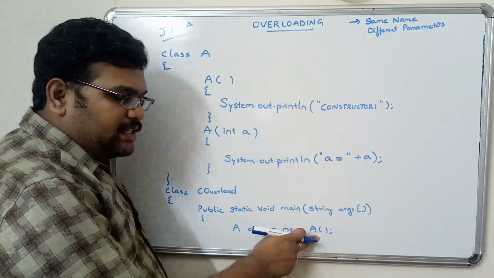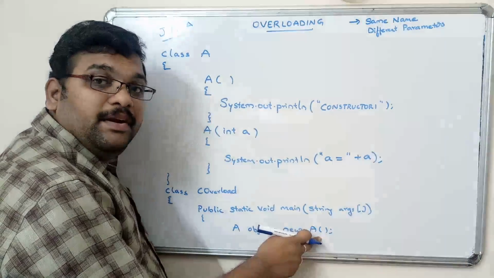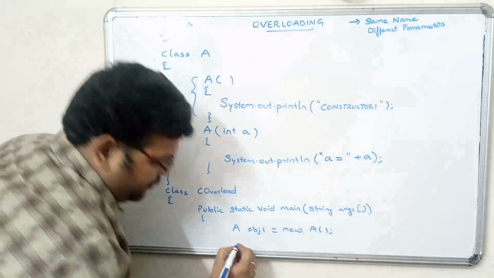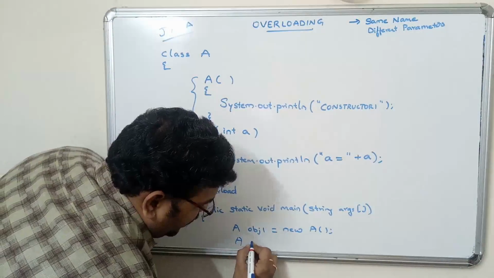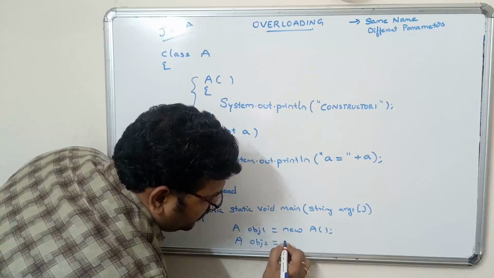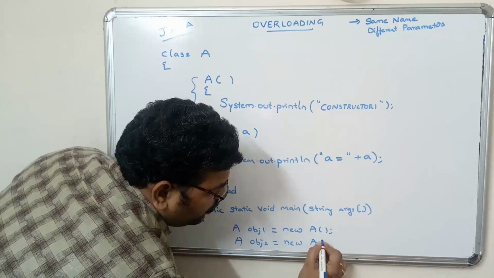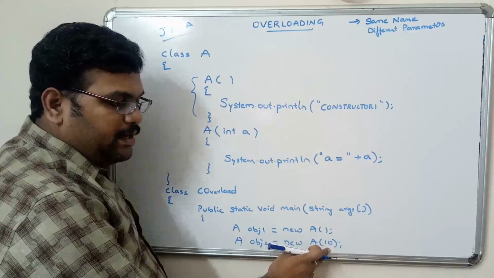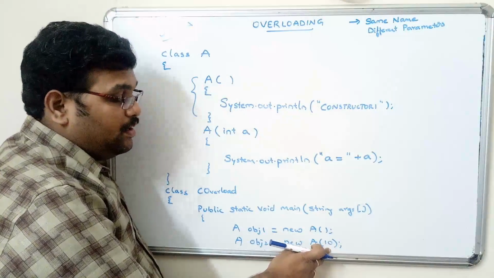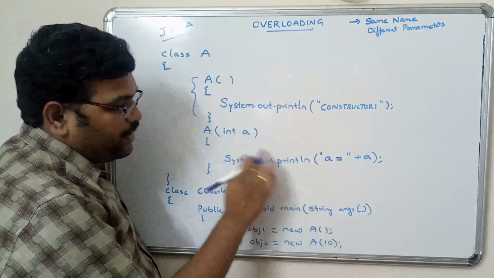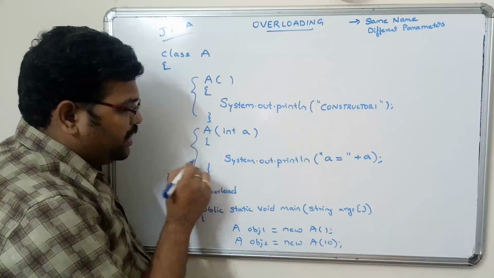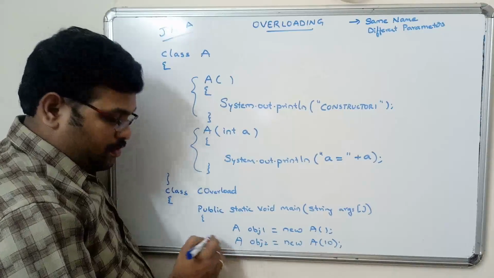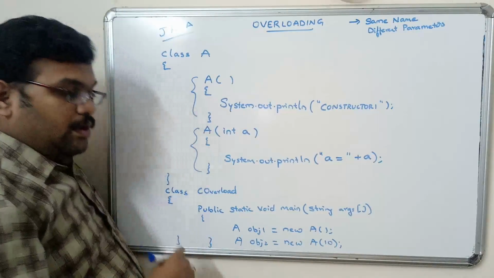So here, as we are giving no parameters, this block will be executed. A object 2 is equal to new A of 10. So here we are passing one parameter to the constructor, so it will search for the constructor with one parameter. This block will be executed after creation of this object 2, right?